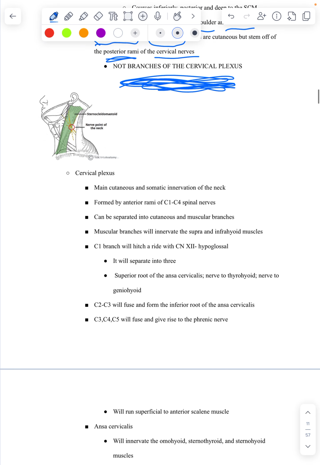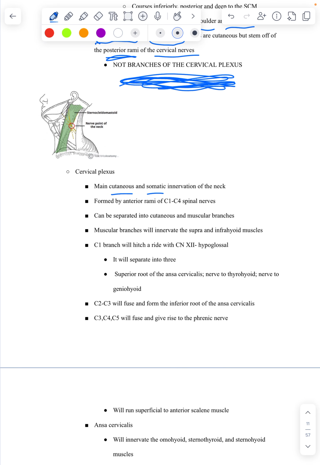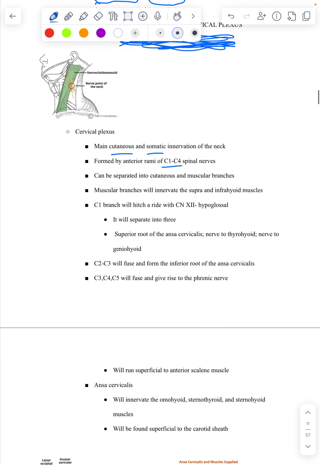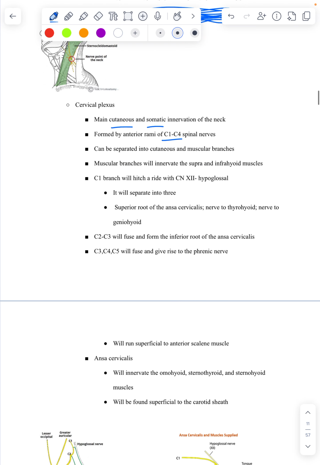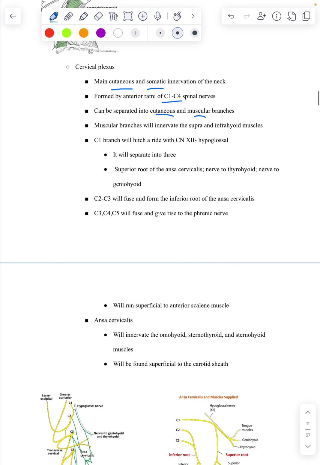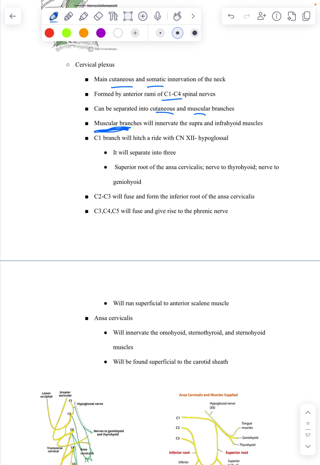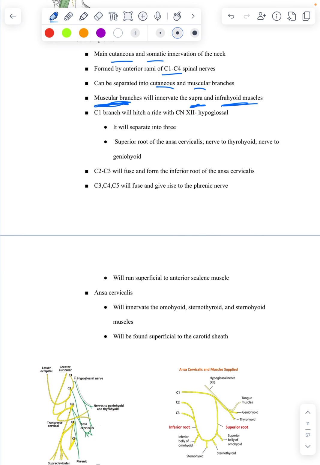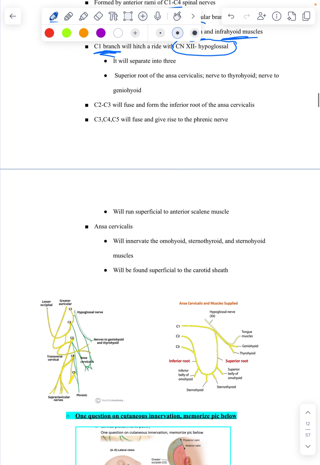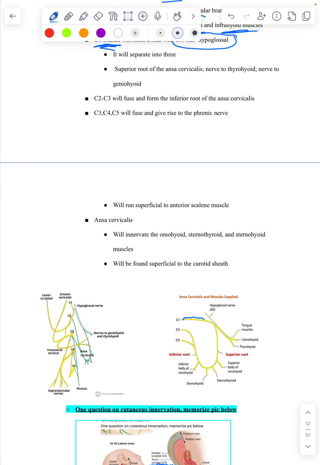So what the cervical plexus does is cutaneous somatic innervation of the neck. From C1 to C4, you can separate them into cutaneous and muscular branches. And then the muscular branches, so think about the muscles we've seen in the neck, are going to do the suprahyoid and infrahyoid muscles. So the C1 branch will hitch a ride with the hypoglossal nerve, which is cranial nerve 12. And you can see that over here. This is C1. Hypoglossal will hitch a ride right there.